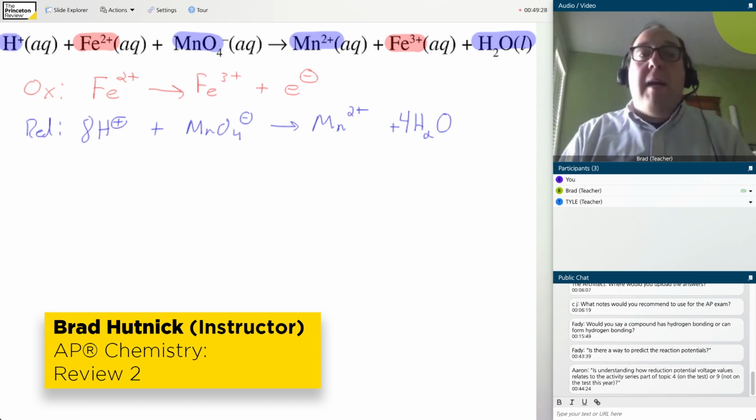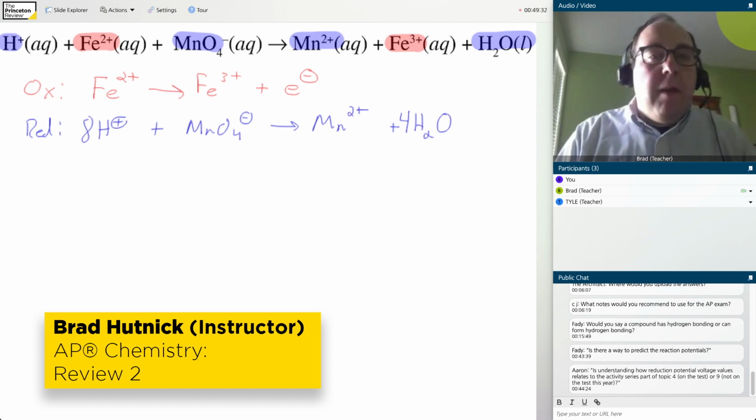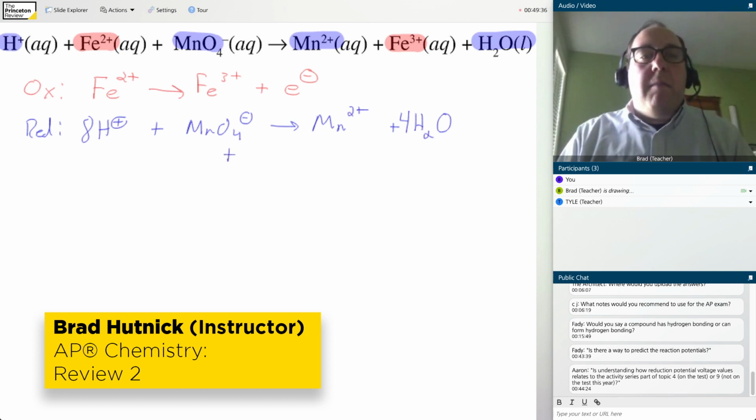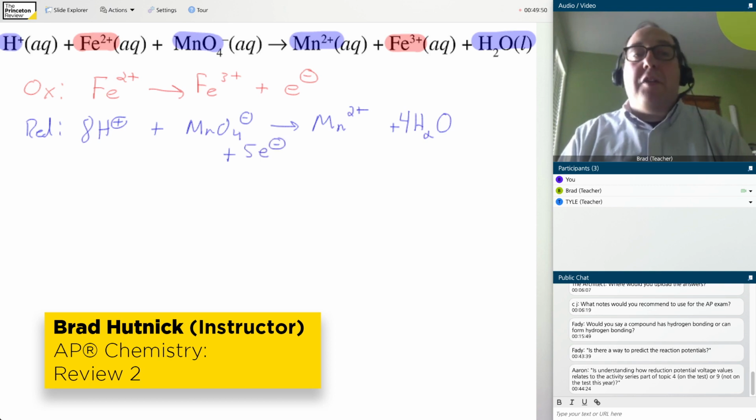I do need to balance out the charge, however. Sorry, I'm running a little short on space here. I'm going to need to balance out the charge by adding electrons to my starting materials. This is a reduction reaction, which means that electrons are going to be gained. And so I need to have electrons as starting materials. I'm going to need 5 electrons in this case because that's how the charge balances out, right?